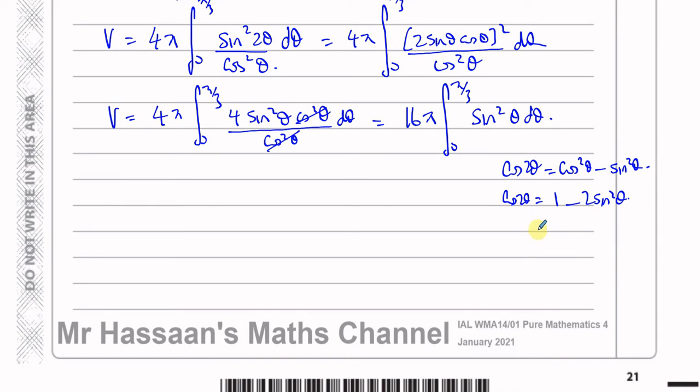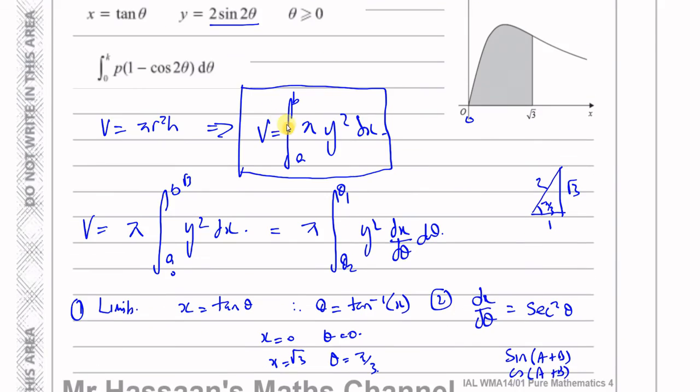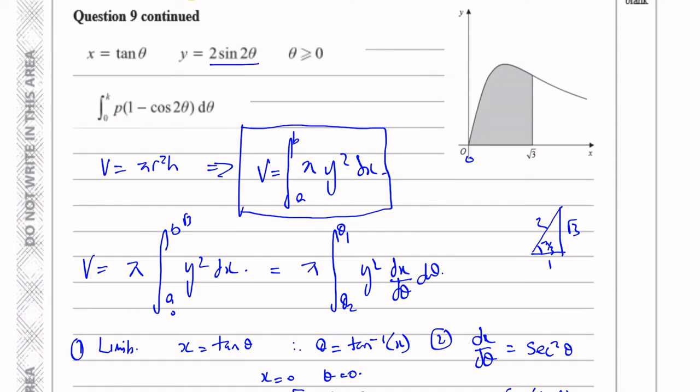That's the identity we need to change this into the required form with cosine 2 theta. If I make sine squared theta the subject, I have 2 sine squared theta equals 1 minus cosine 2 theta, and then I divide by 2. So sine squared theta is equal to 1 minus cosine 2 theta over 2, or a half times 1 minus cosine 2 theta. Then it comes into the form that we require.